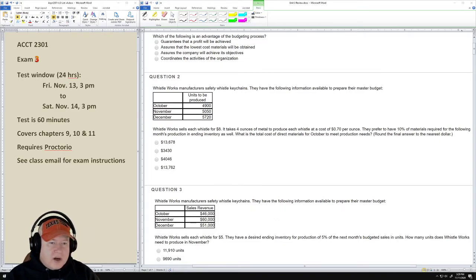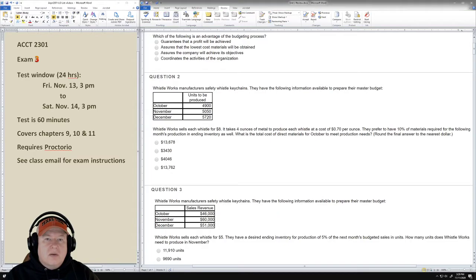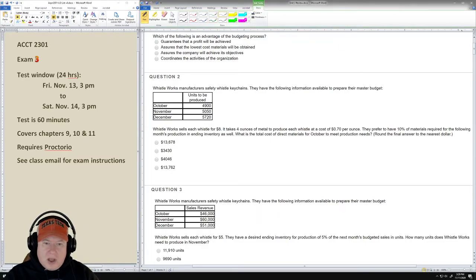Here, question 2, it says they've got units to be produced. They have some information here. Okay, there we go. It says they sell things for $8, 4 ounces of metal, and so what is the total cost of direct materials?